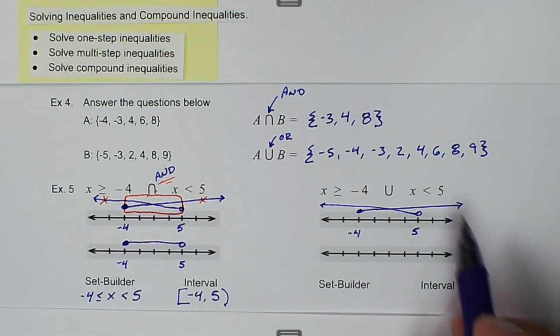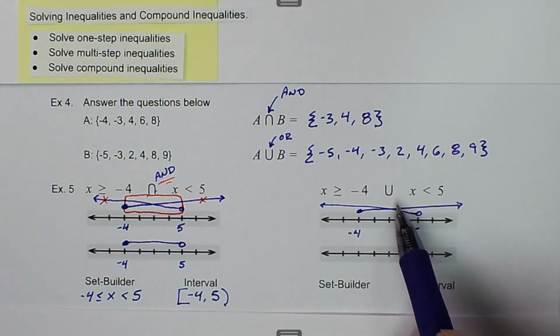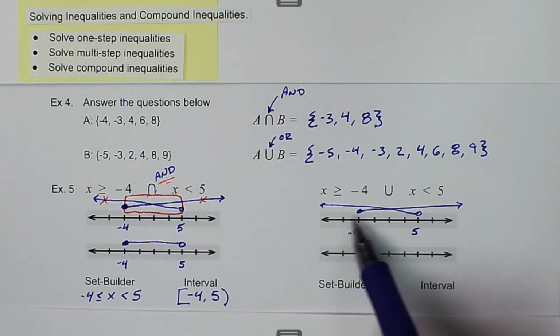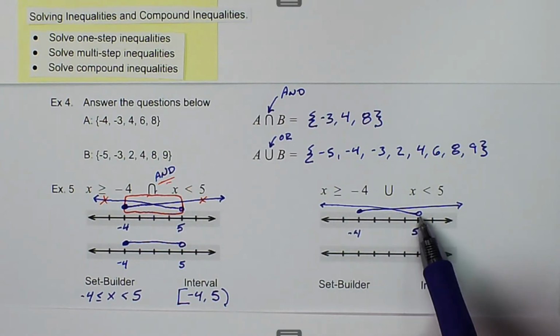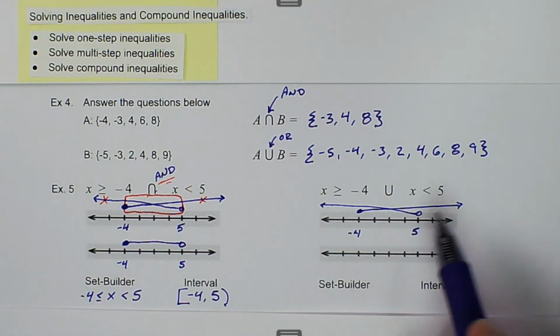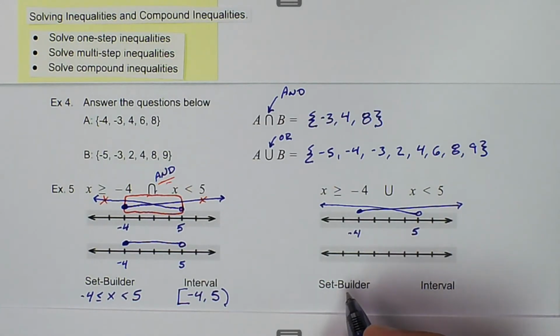Then we have to pay attention to the conjunction here, or how the two sentences are joined. And this one is union, so it can be in this one or this one. In this case, there's no number that's not included, because even though 5 is not included here, this one does include 5.